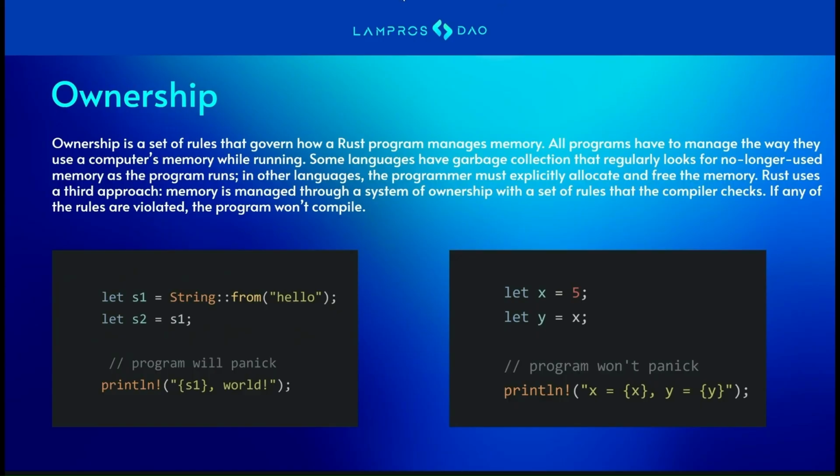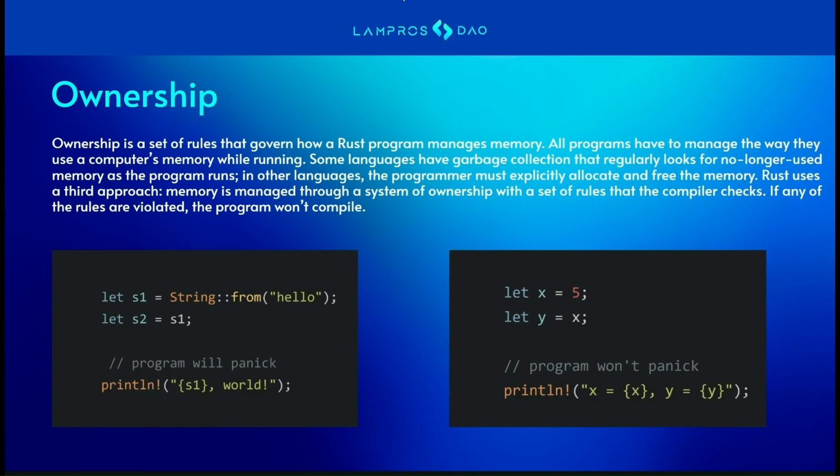So yeah, ownership is a set of rules that governs how a Rust program manages memory. All programs have to manage the way they use the computer's memory while running. For example, some languages like Java have garbage collection that looks for memory that is no longer used, right? But Rust manages it differently, using ownership. Let me give you an example again.